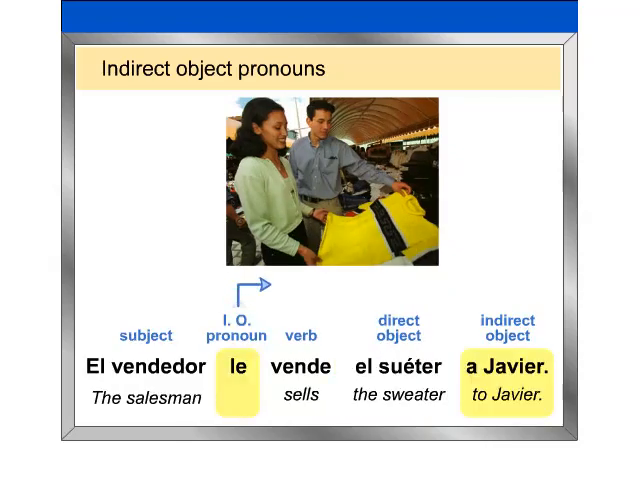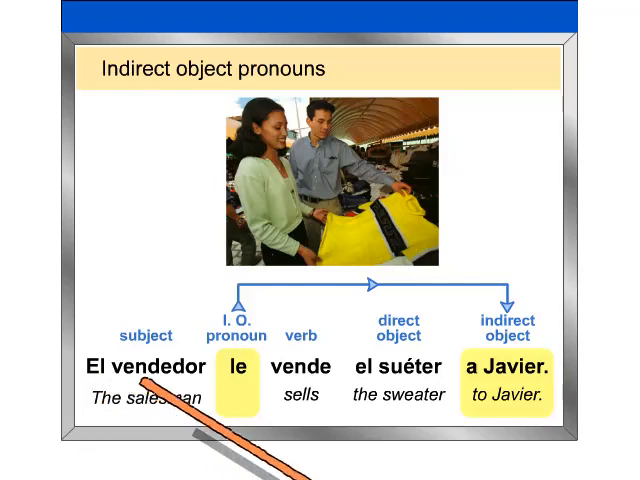In contrast, an indirect object is a noun or a pronoun that receives the action of the verb indirectly. Observe the following diagram. El vendedor le vende el suéter a Javier. The indirect object answers the question, to whom or for whom is an action done? Here, the indirect object answers the question, to whom is the salesman selling the sweater?